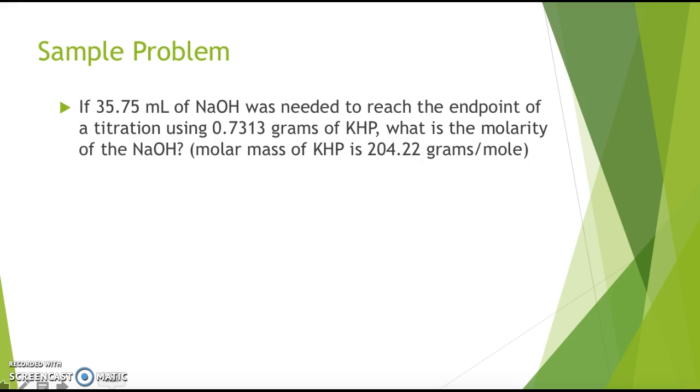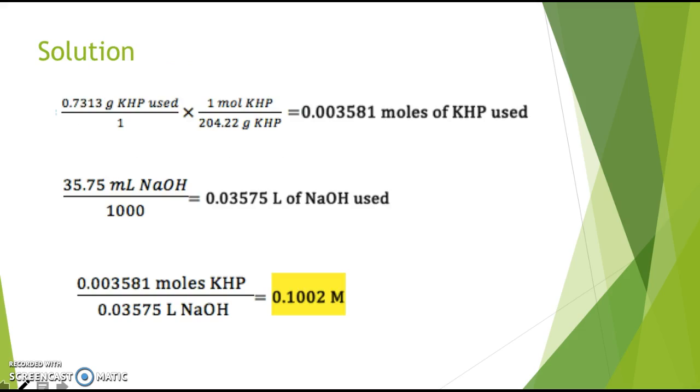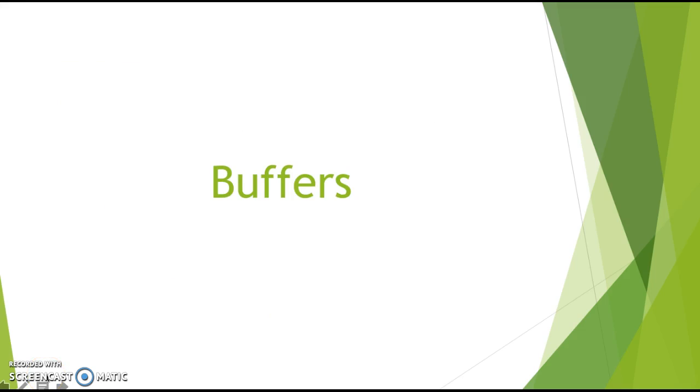Now, pause the podcast, read this sample problem, and see if you can do it on your own. For this problem, you simply convert the grams of KHP used to moles of KHP by using KHP's molar mass. Then, you convert the milliliters of sodium hydroxide used in the titration to liters. The moles of KHP used can be used as the moles of sodium hydroxide because they react in a 1-to-1 ratio in this titration. Then you take the moles and divide by liters to find the molarity of the sodium hydroxide. It is necessary to know the precisely and accurately found concentration when preparing buffers.